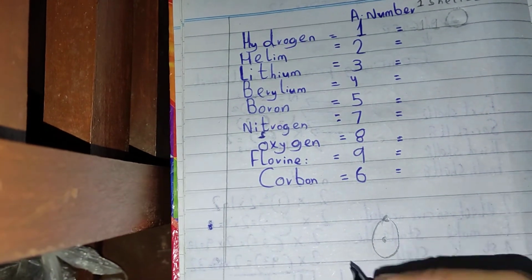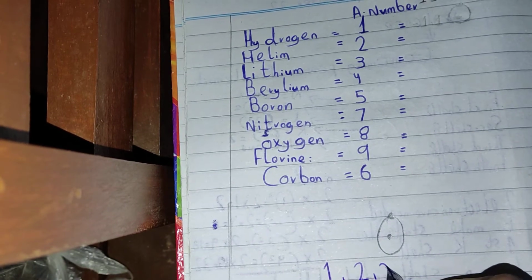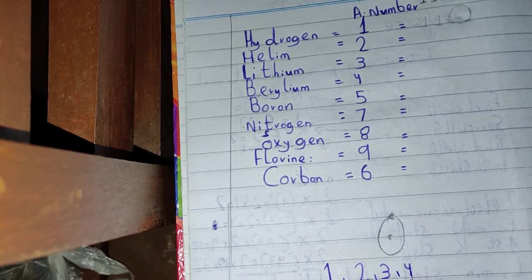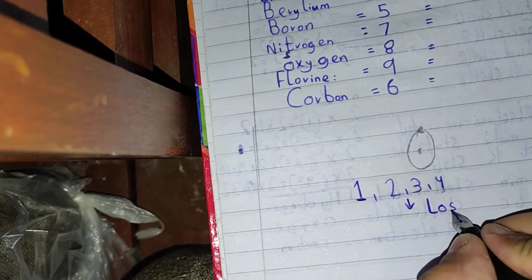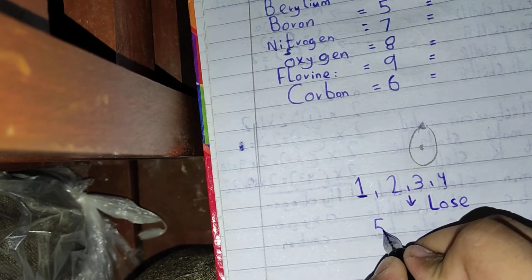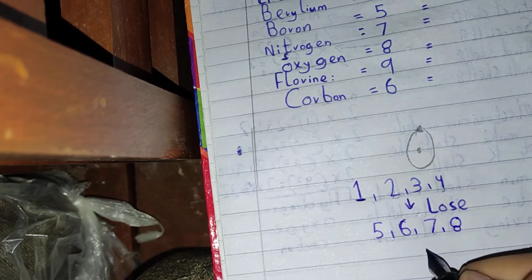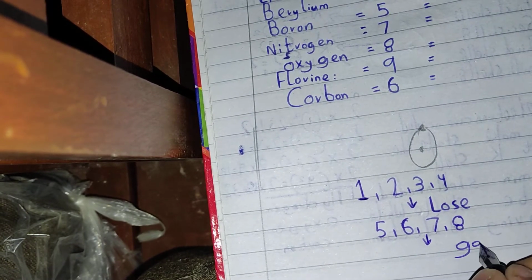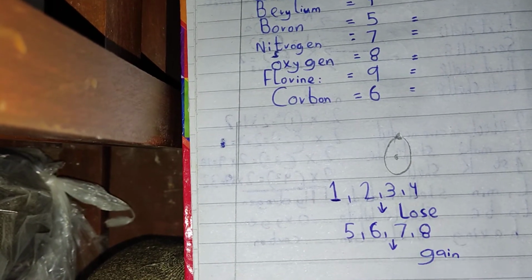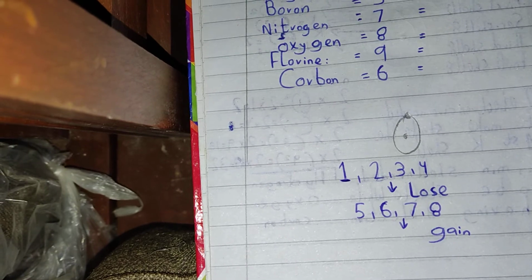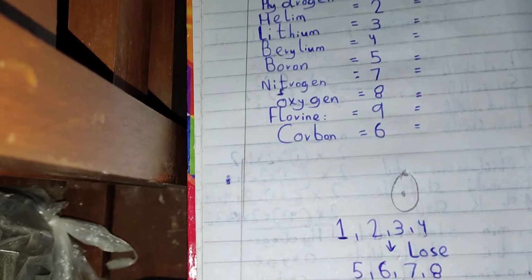That is 1, 2, 3, 4. What are these? These are electrons. This is the condition. Okay, 5, 6, 7, 8 gain. I will write it: 1, 2, 3, 4 will lose, and 5, 6, 7, 8, when they are having 5 to 8 electrons, they can gain electrons. Okay, I'll be showing you also.